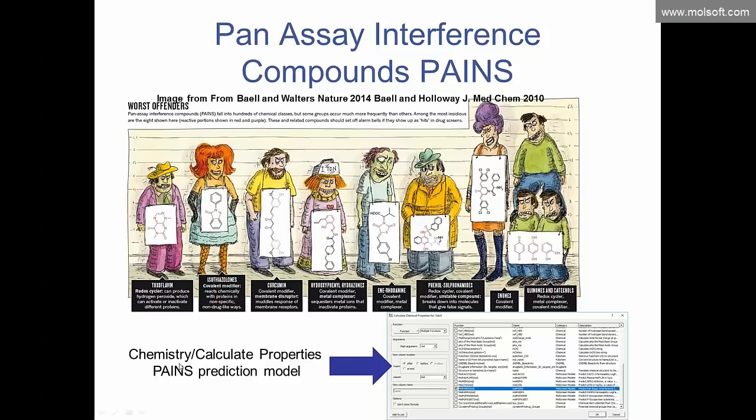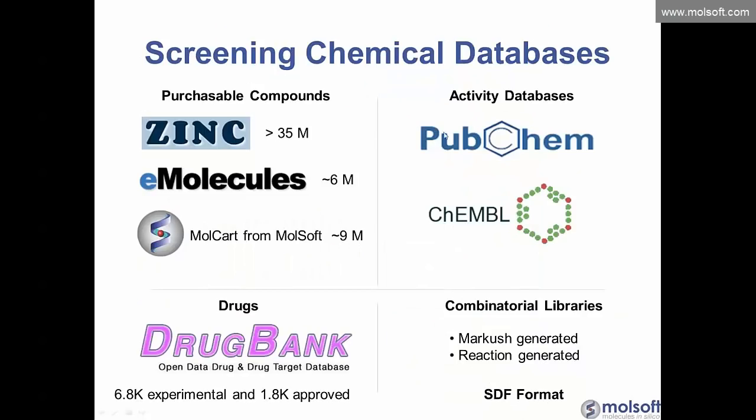But the good thing is, in ICM we have a prediction of PAINs. So once you have your database, you could pre-filter it to remove the chemicals that are PAINs, or once you have your hit list, you can flag chemicals that are PAINs. So this is something to be aware of. So these are the places where you can get your structures, and that's what we did.